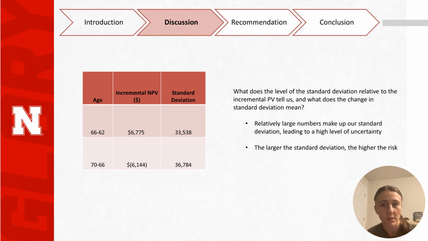So in this case, we have no idea when a person's going to die, so making a decision on when to start receiving those Social Security benefits is challenging because there's no universal answer. Therefore, with both age groups having a high standard deviation, they both carry a high level of uncertainty and risk. Now looking at the two different age groups, we see that 70 to 66 carries the higher value. Therefore, it carries more risk.